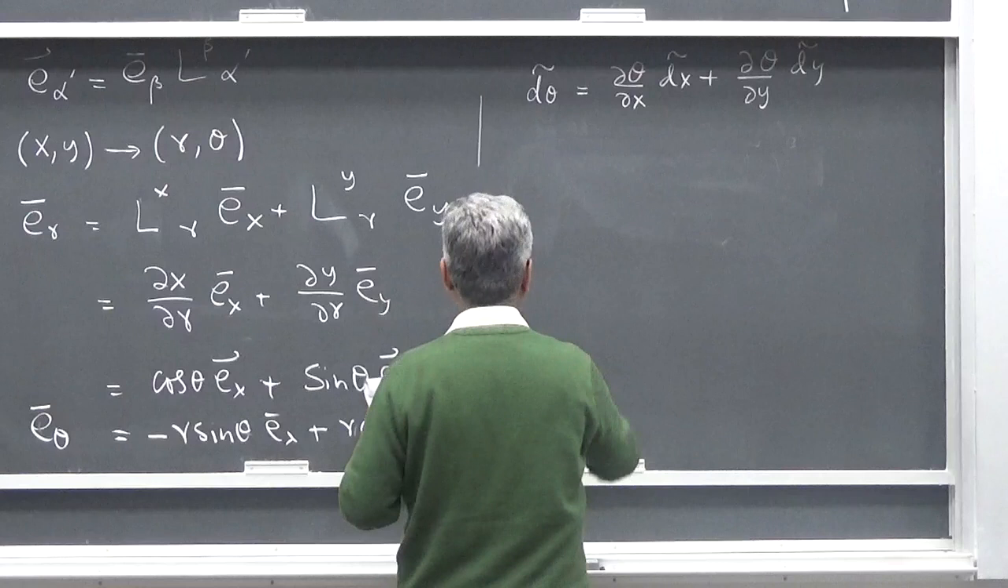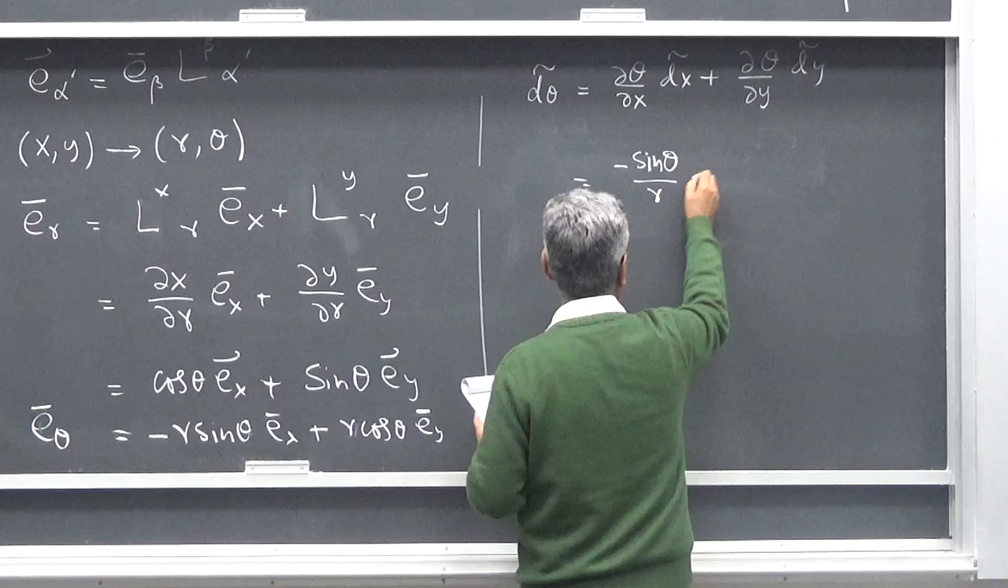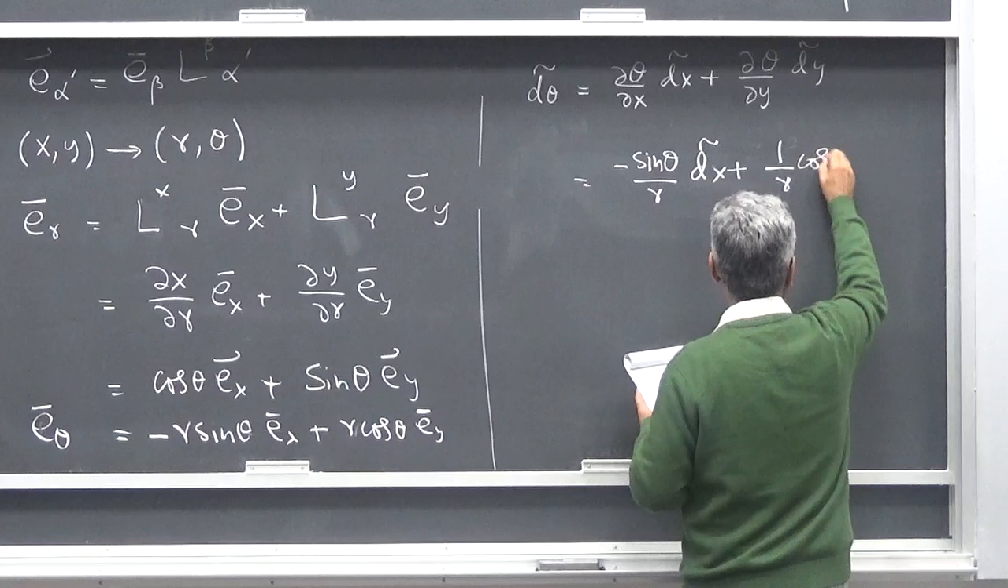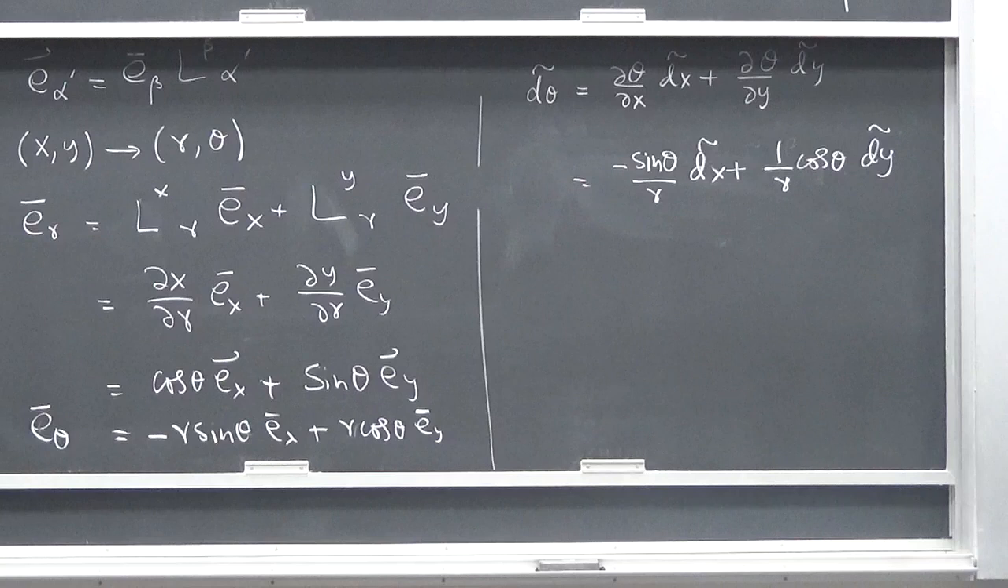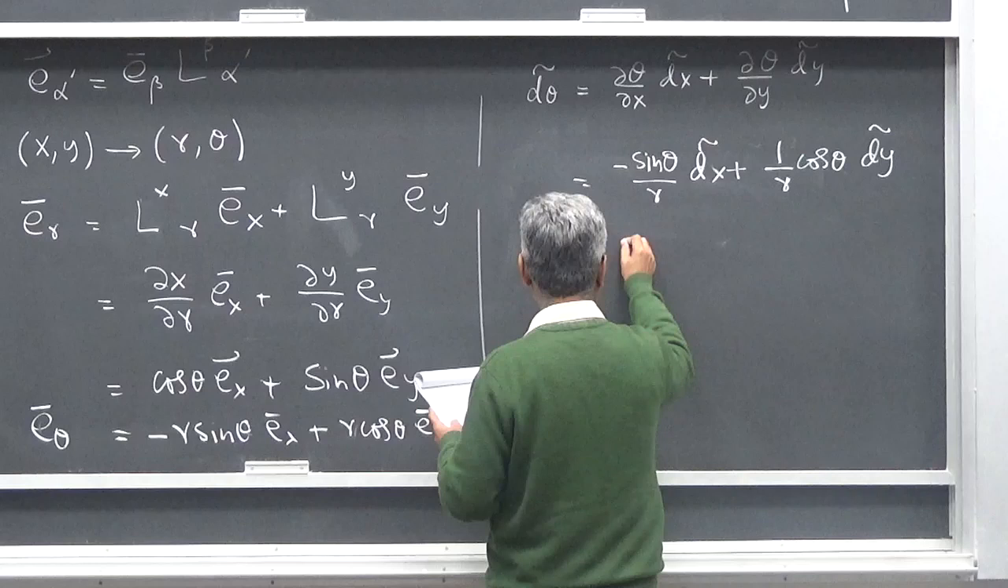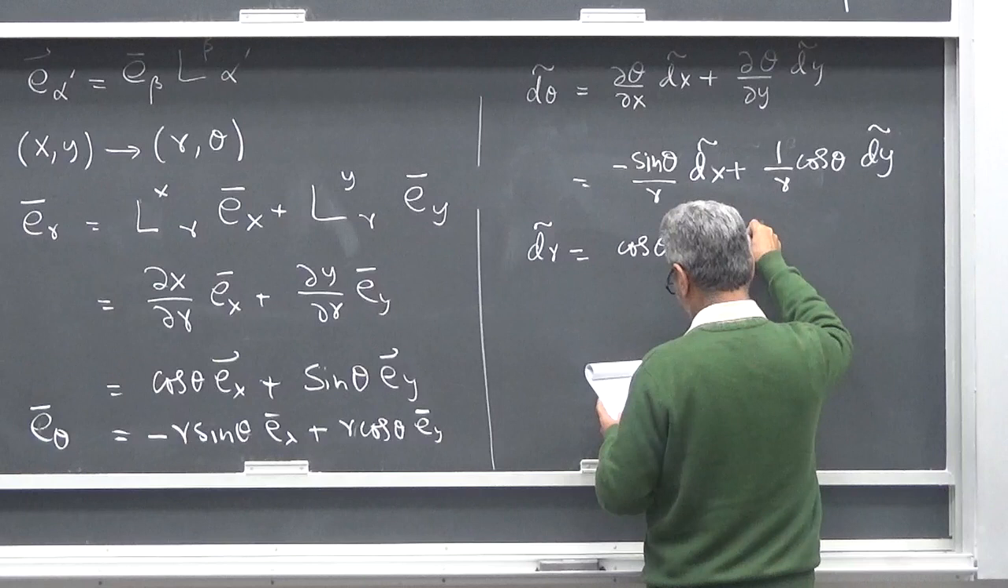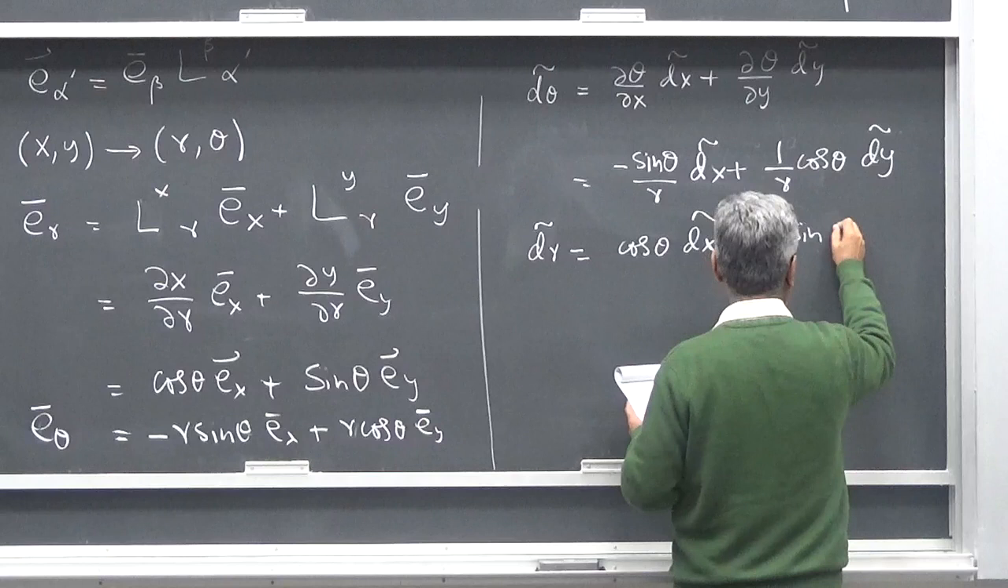And so this is going to be minus sine theta over r dx plus 1 over r cosine theta dy. And similarly, dr is going to be cosine theta dx plus, I'm not sure if it's plus or minus, sine theta dy.